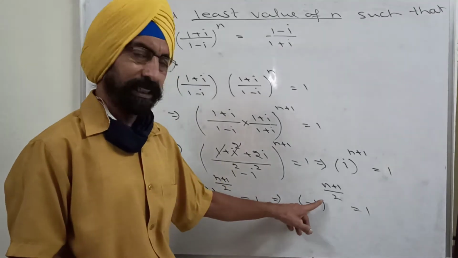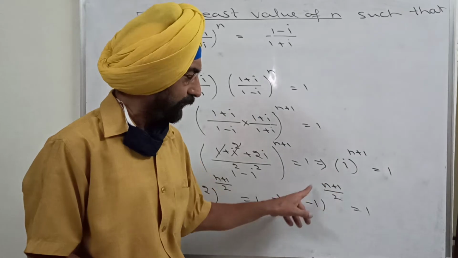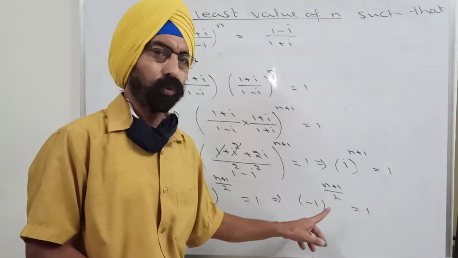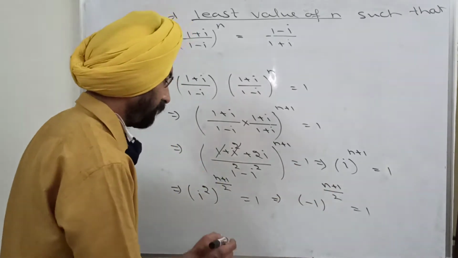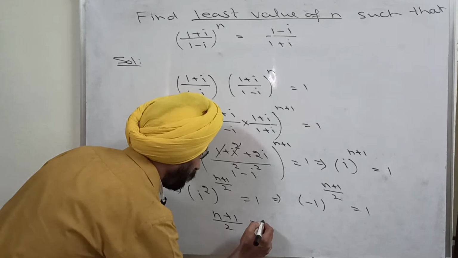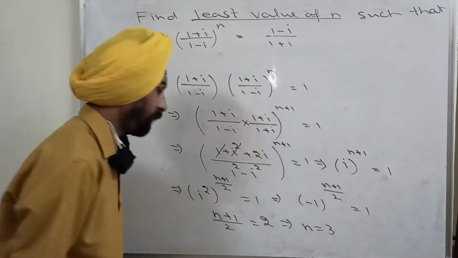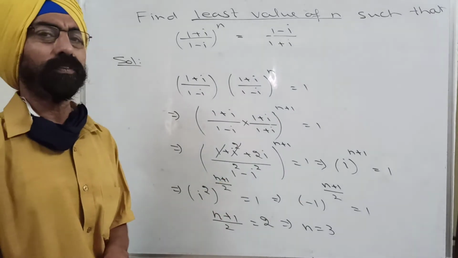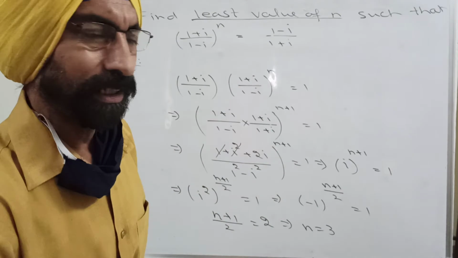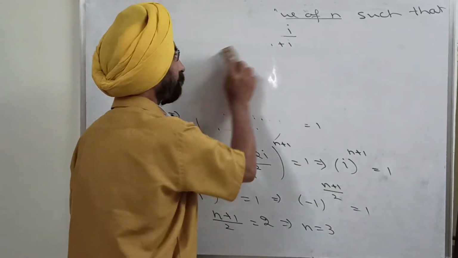So we will get the least value of n if we equate this power to 2. So for this equation to be true and n to be least, we should have (n plus 1) upon 2 equal to 2, and this will give you n is equal to 3. So the least value of n is 3, which will make this equation correct. So this was the first question. Now I'll move on to the next question.